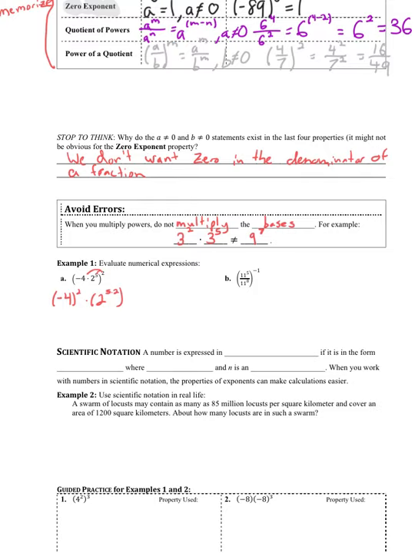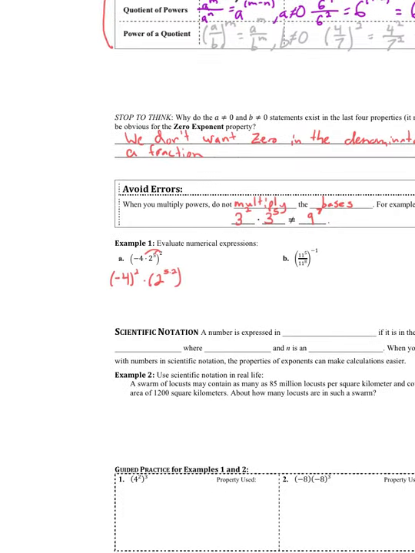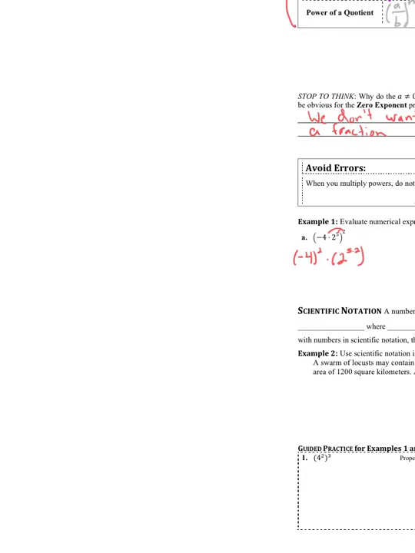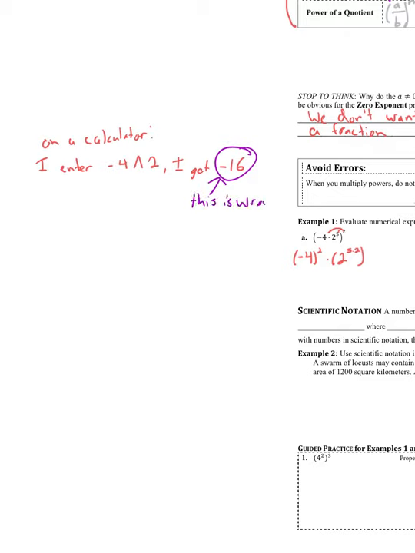And we have to be really careful here with our negative numbers, because if you're on a calculator and I enter negative 4 squared, I get negative 16. And the problem is this is wrong. The answer is not going to be negative 16. The answer is going to be positive 16.